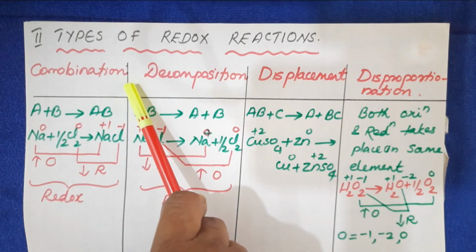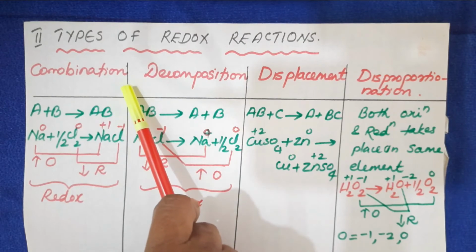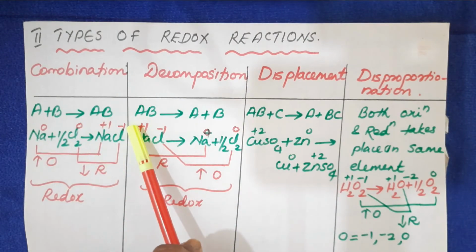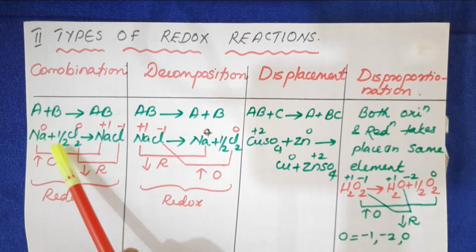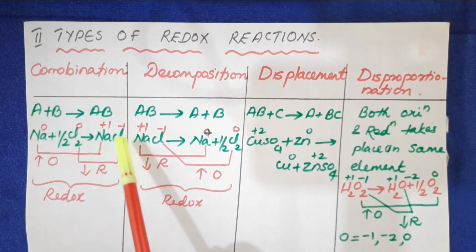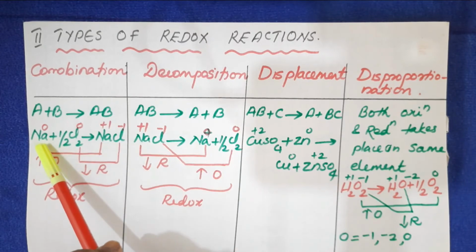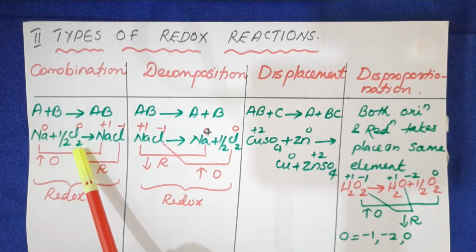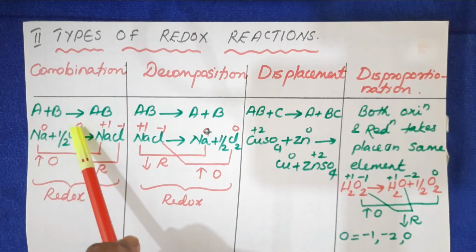The name indicates it is a combination of 2 elements. See here, A plus B gives AB. One example is sodium plus half Cl2 gives sodium chloride. What is the oxidation number of sodium here? It is in the elemental form, therefore 0. What is the oxidation number of chlorine here? It's also in the elemental form, therefore 0.